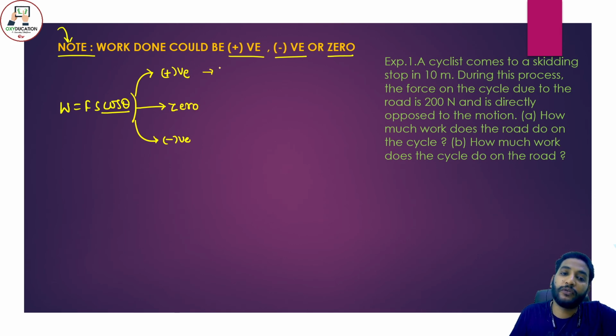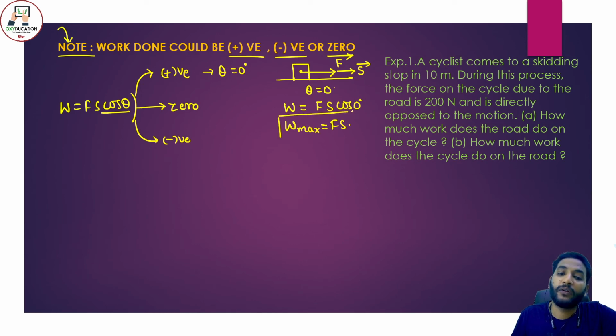If theta is equal to 0 degree, means this is the object and the force is applied in this direction while the displacement is also in the same direction. So the angle between these two vectors, force and displacement, is nothing but 0. In this condition, we get Fs cos 0. So this is nothing but the maximum work done, that is F into S. So this is also called maximum positive work done.